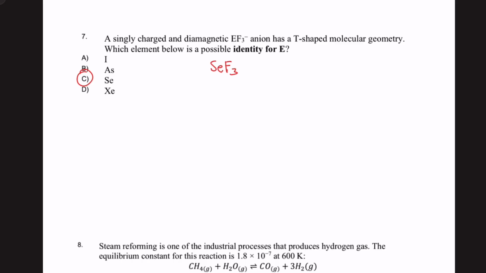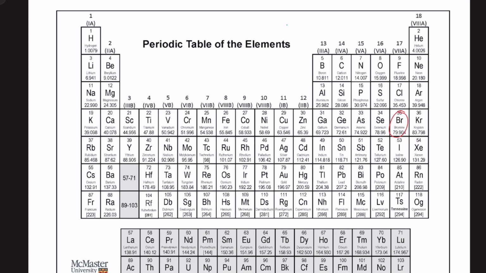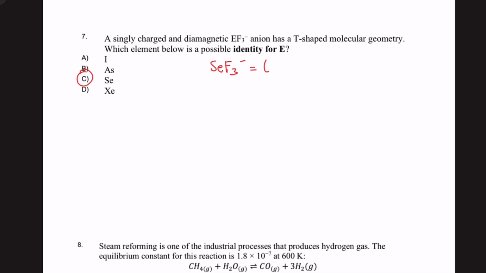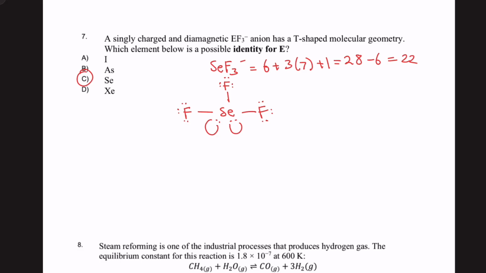So this would be SeF3-. Selenium has 6 valence electrons. Fluorine has 7, of course. So we will get 28. Now when I draw out, I'm going to connect the fluorines to it. That was 6 more electrons gone. I am going to place 22. And as you can see, it forms a T shape.